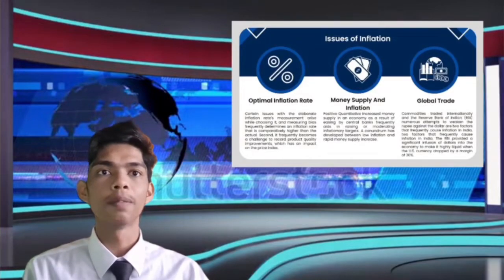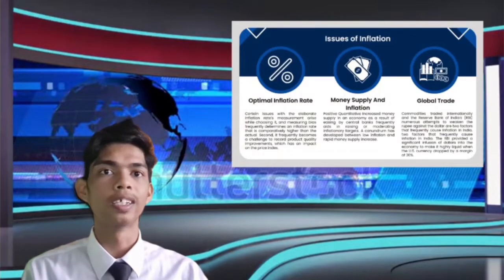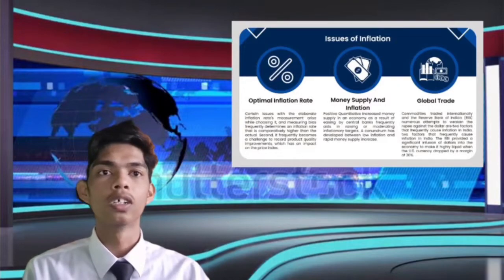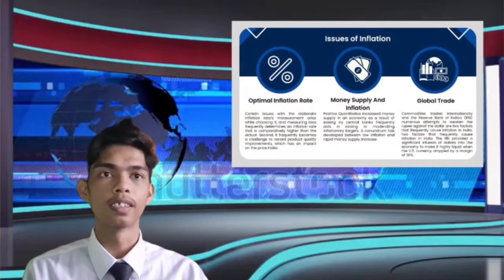Second point is money supply and inflation. A positive quantitative increase in the money supply and economy as a result of easing by the central bank frequently aids in raising or moderating the inflationary target. A conundrum has developed between low inflation and rapid money supply increase.